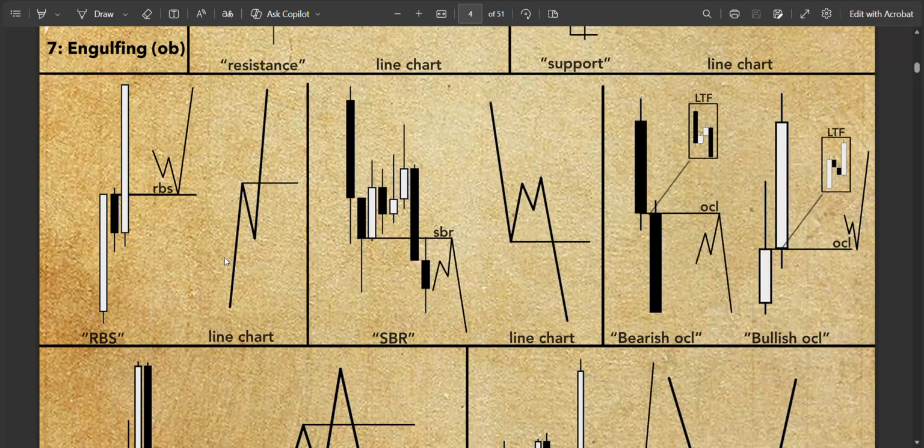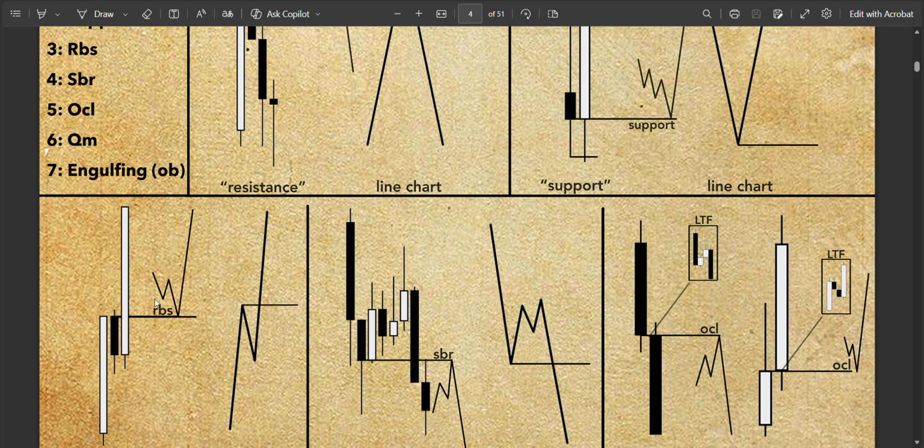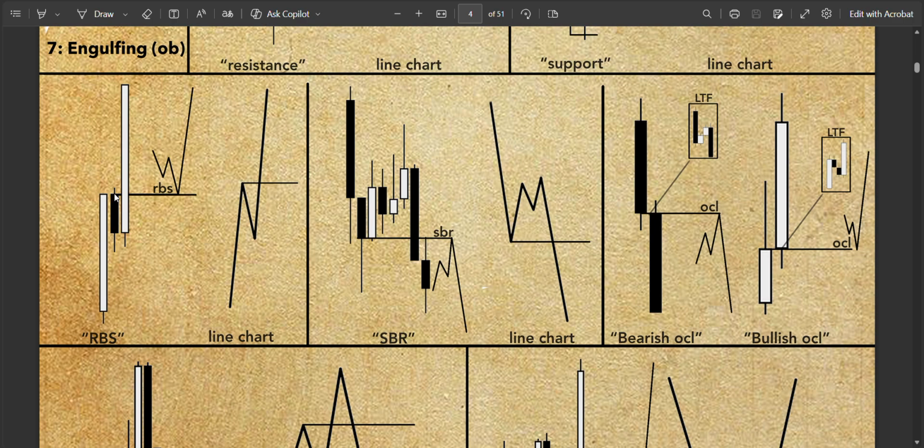So once you come to the second one, RBS, if you see how you can just mark it, how this candle pushes above, and then you can just mark the RBS. So this is how you mark it. When it is just on a line chart, you mark it like this one, as you see, like a break of structure, like a break of structure.